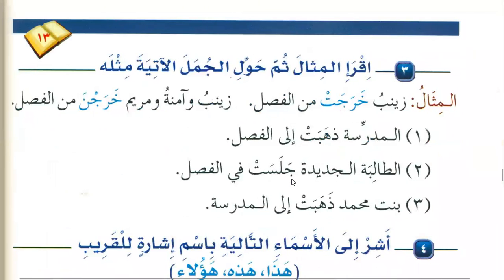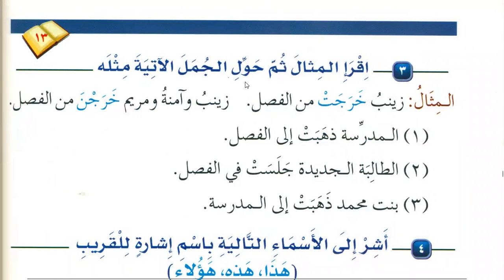Okay. Iqra'il mithal, read the example. Thumma hawwil al-jumal al-atiyata mithlahu. Then convert the following sentences like it. So, kharajat is singular. She went out. Kharajna is plural. Those females went out. Zainabu kharajat min al-fasli. Zainab went out of the class. Zainab wa Amina wa Maryam kharajna min al-fasli. Zainab and Amina and Maryam went out of the class.